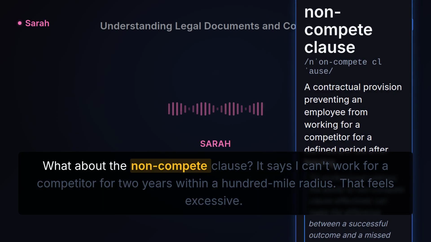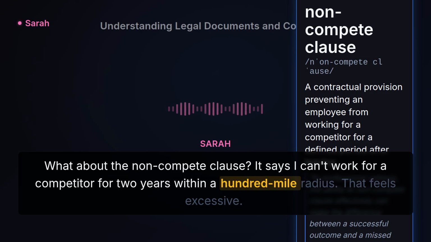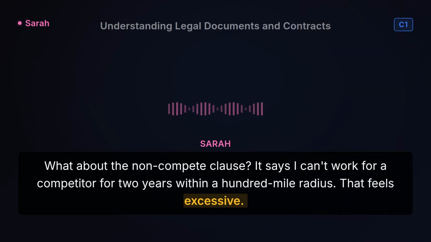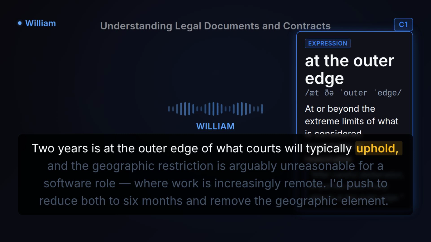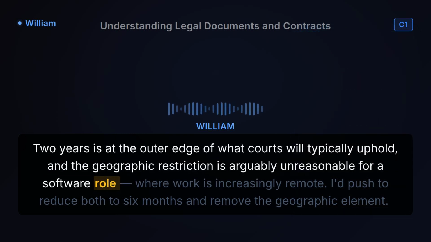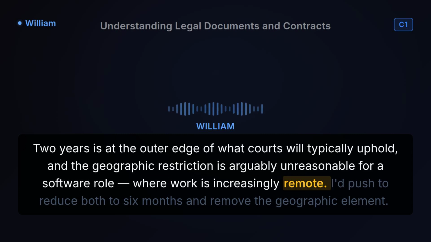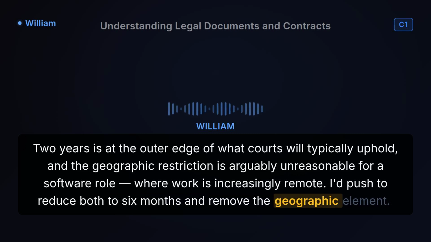What about the non-compete clause? It says I can't work for a competitor for 2 years within a 100-mile radius. That feels excessive. 2 years is at the outer edge of what courts will typically uphold, and the geographic restriction is arguably unreasonable for a software role, where work is increasingly remote. I'd push to reduce both to 6 months and remove the geographic element.